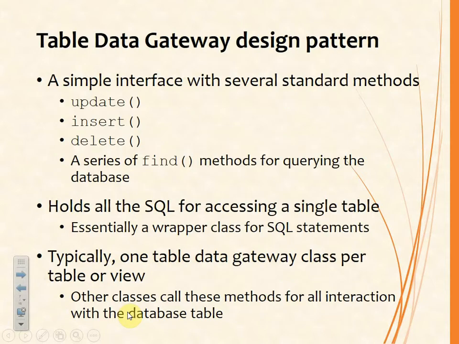Let's start with the table data gateway design pattern. It's really quite a straightforward thing. It's got a simple interface. It's got standard methods such as update, insert, delete, and then a number of find methods that will perform the queries on the database. It will hold all the SQL for accessing a single table. In other words, this becomes a class that wraps up the interaction with the database for a given table. And that's why it's called a table data gateway. This will be a gateway to the database that will focus on the data that's held in one table.